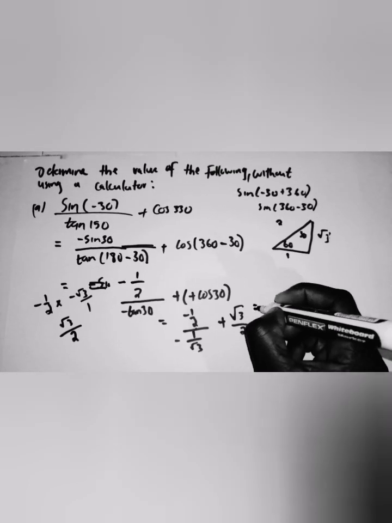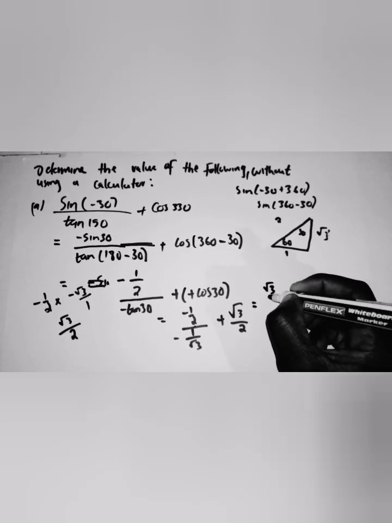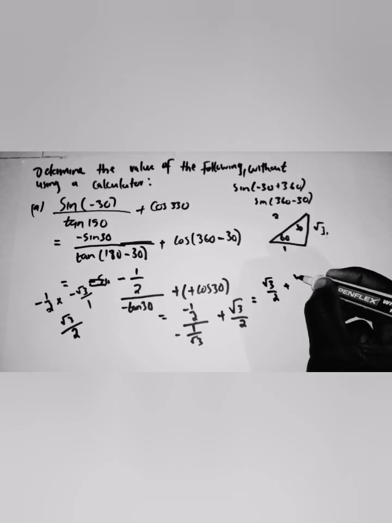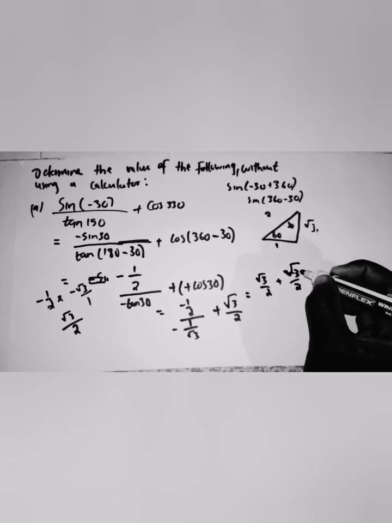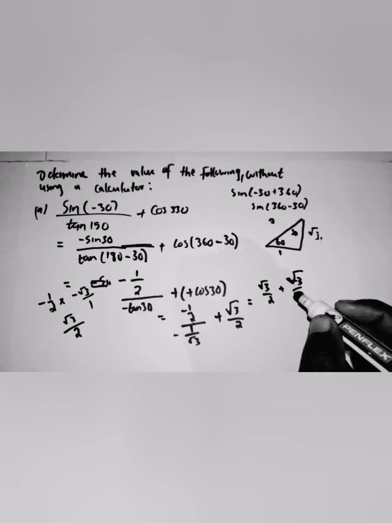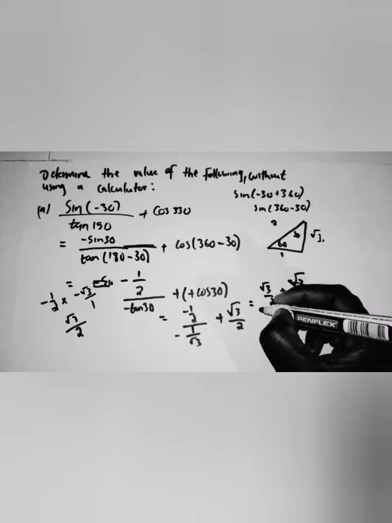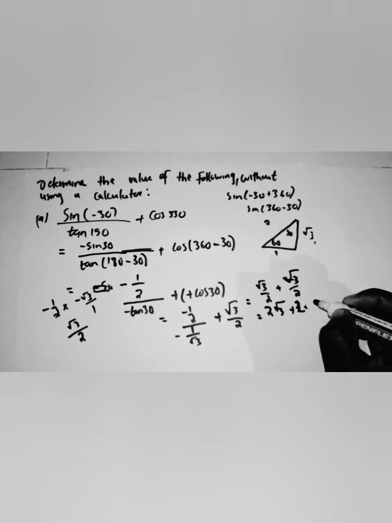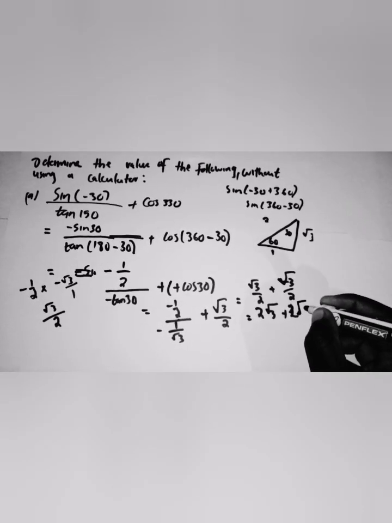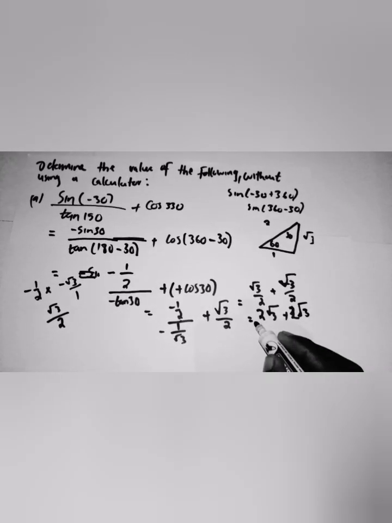All right. Now you have root 3 over 2 plus root 3 over 2. Then you do the cross multiplication there. You get 2 root 3, and you get 2 root 3 there also. Sorry, it is root 3, yeah, over 4.